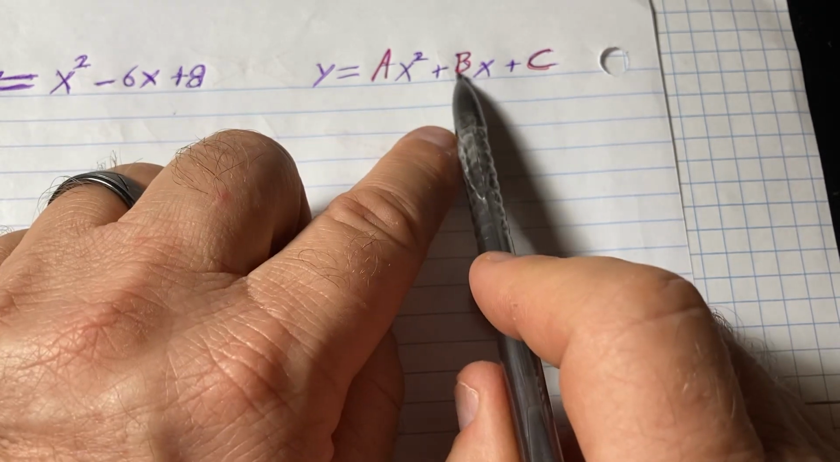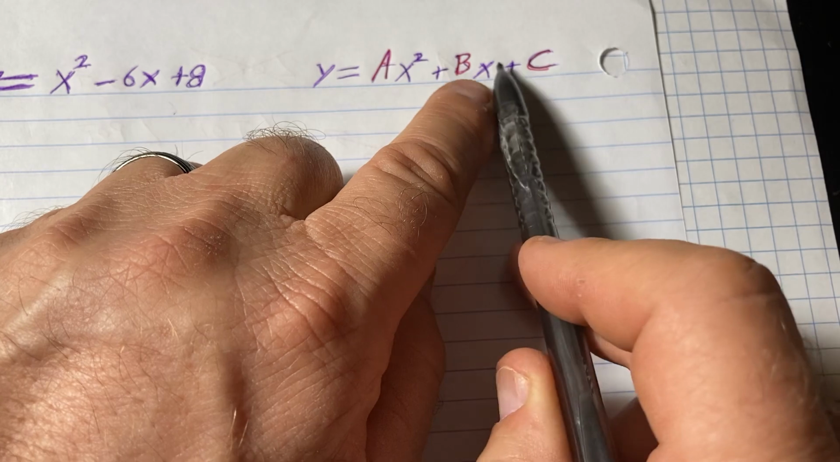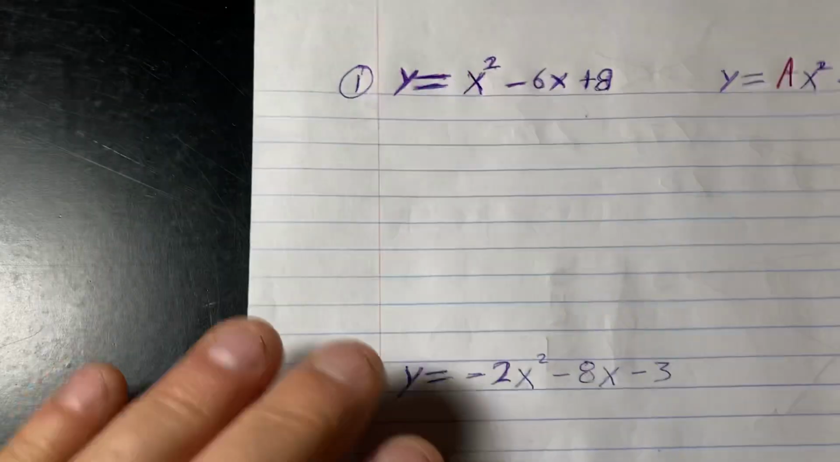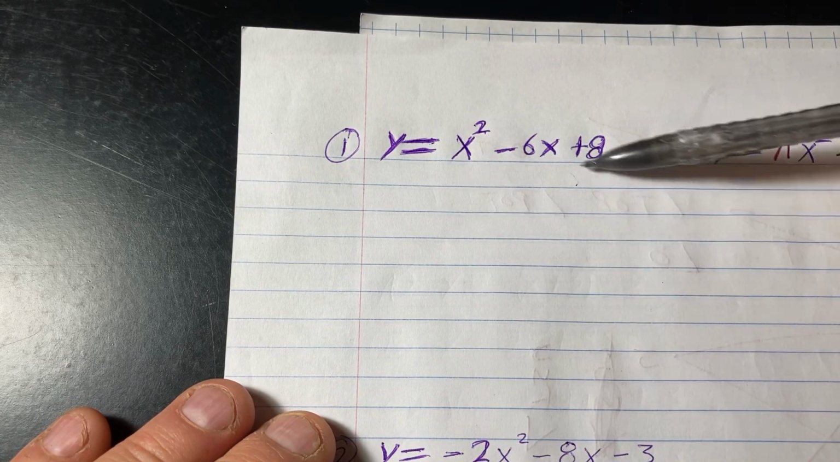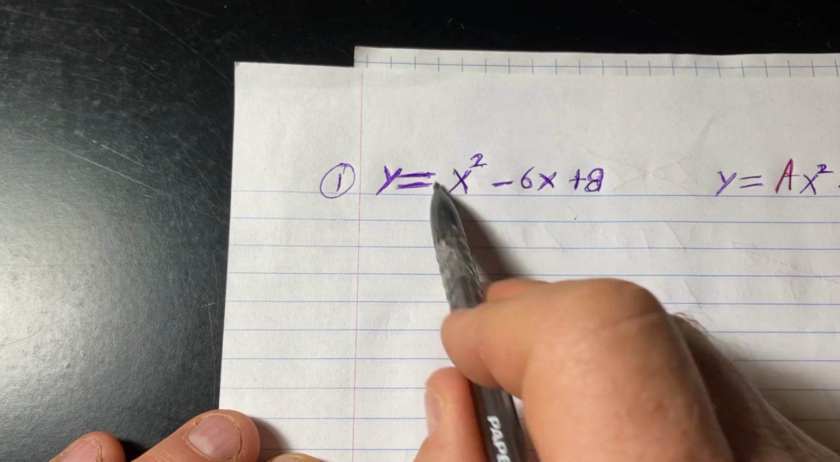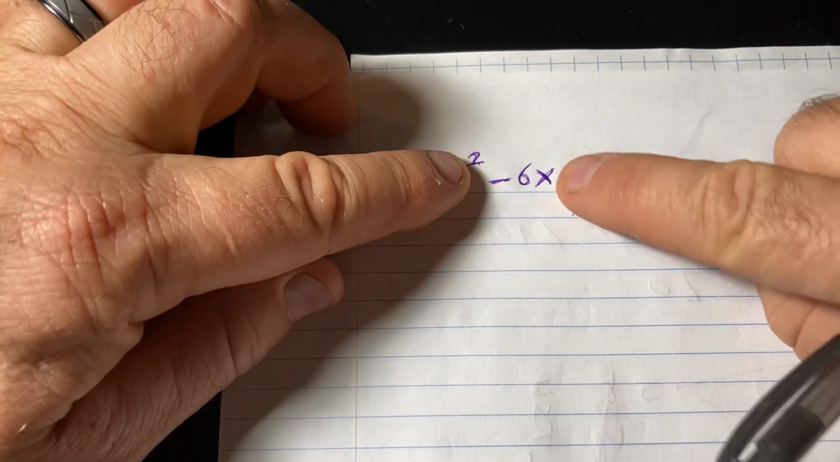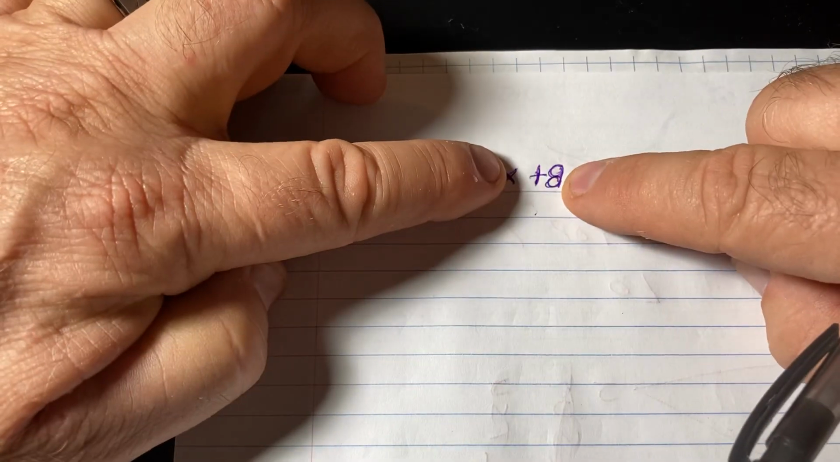Your b always comes between the x squared and the x. And c is a constant. It always comes after the x. So here's some examples. Here we have your x squared term. The a is right here. It's an invisible 1. The value of b is between the x squared and the x. There's your b, and there's your c.